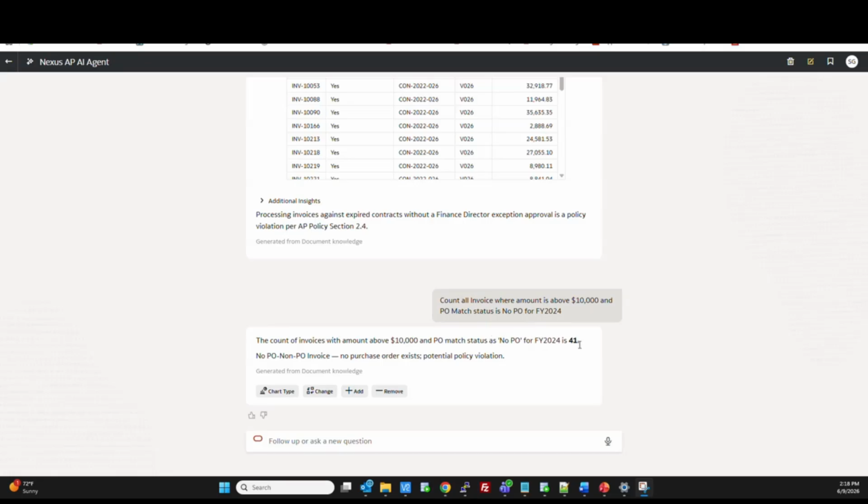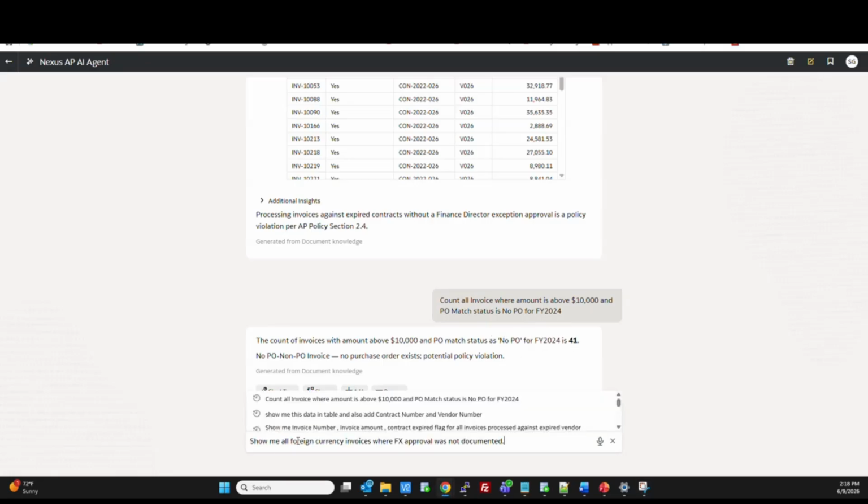Now, I will continue with fraud and compliance again and say: show me all the foreign currency invoices where the Forex approval was not documented. Companies with international vendors deal with Forex compliance constantly. So basically I'm drilling more into compliance and any kind of fraud.